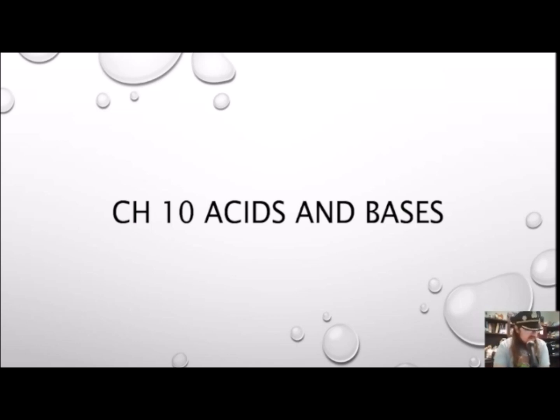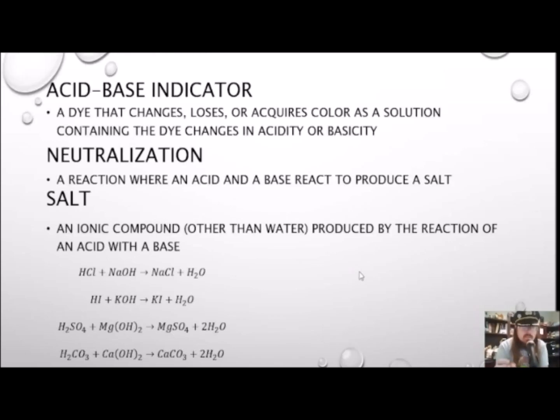This was an example of one of the simplest and well-known acid-base indicators, but an even simpler one would be the litmus test. Now, an acid-base indicator is simply a dye that will change, lose, or acquire color as the solution containing the dye changes in acidity or basicity. Now, the litmus test was essentially a pink mixture of a substance developed from a plant in the Netherlands. The dye was erythrolitmin, which was red in acid and blue in base.